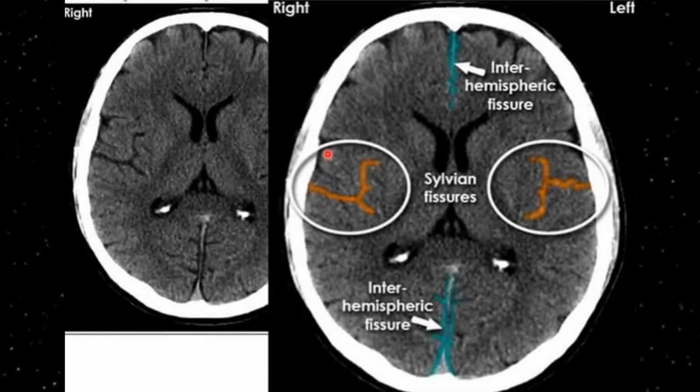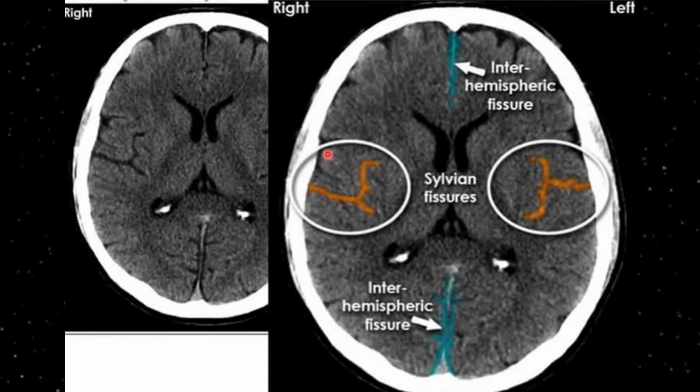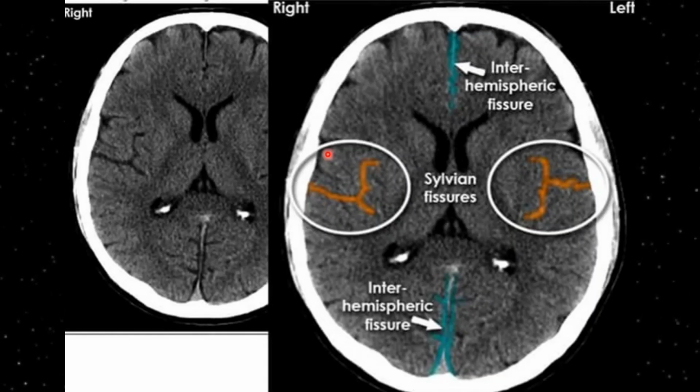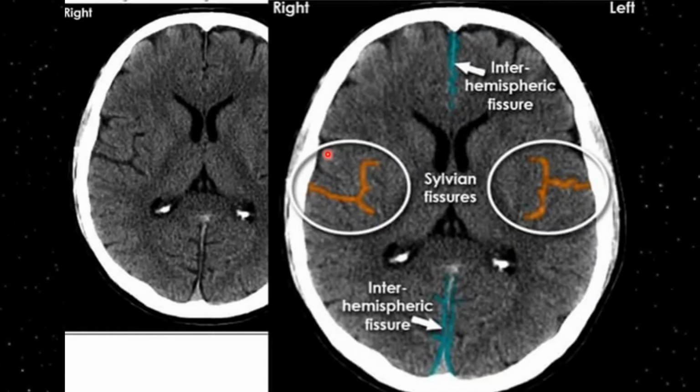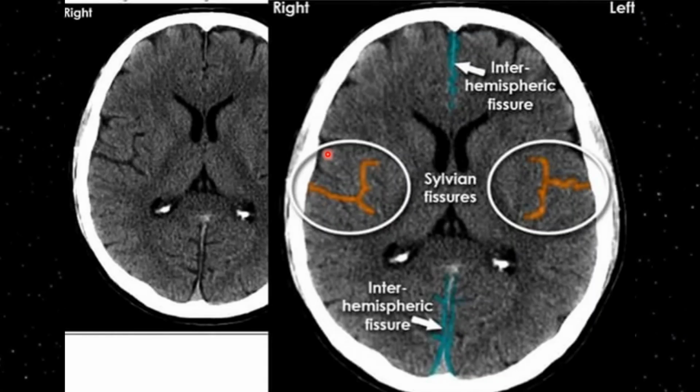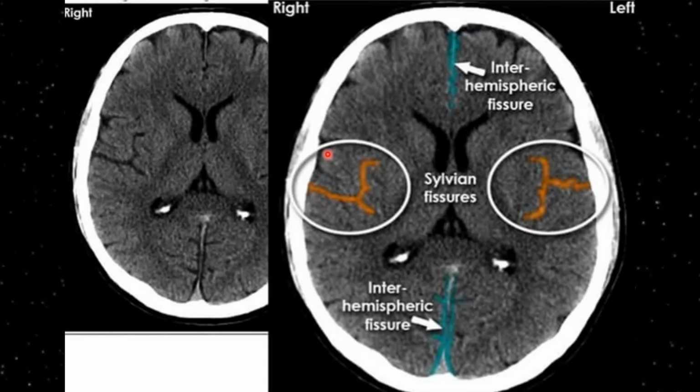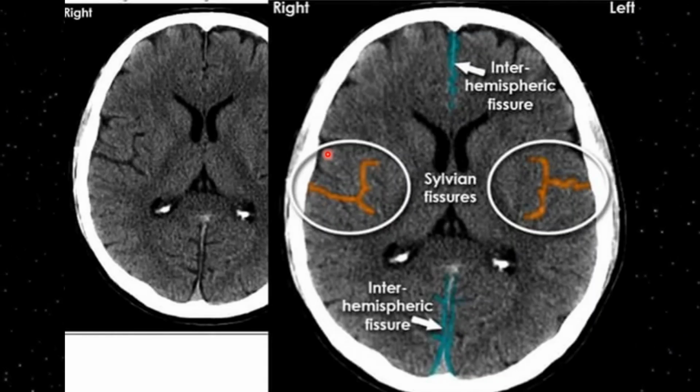Between these two cerebral hemispheres on the top you can appreciate the falx, and there is a fissure which continues with the falx. That fissure is called the interhemispheric fissure. You can appreciate it both anteriorly and posteriorly.